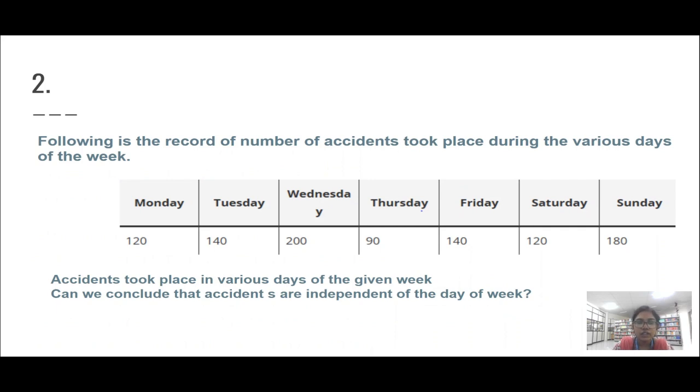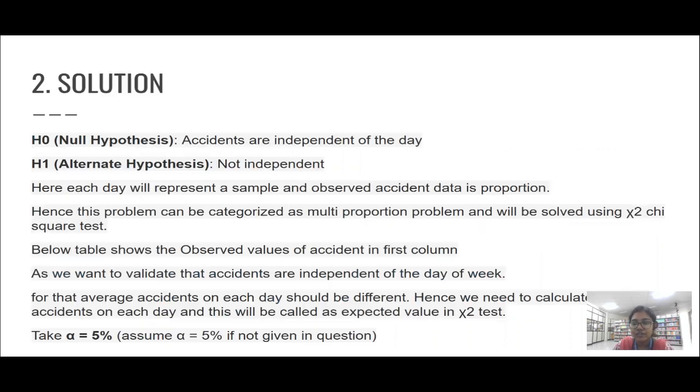From this, we have to find whether the accidents are independent of the day of the week or not. So let's assume H0 as accidents are independent of the day, and H1 as not independent. From this representation, the sample and observed data are proportions. Hence, this problem can be categorized as a multiple proportion problem, which is a chi-square test. In the chi-square test, the formula is observed minus expected, whole square, divided by expected.